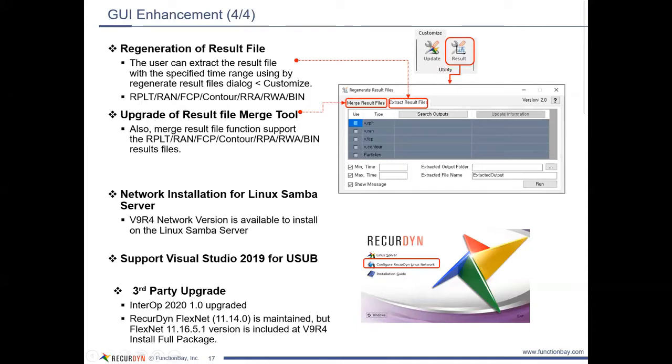In this case, we have Interop 2020 upgraded, and then the second one is the security licensing, FlexNet. Version 11.14 is still maintained, but you have the choice. You can pick it when you're doing the install of the license server. You pick which FlexNet version you want to work with, so you can use the later 11.16.5.1. And maybe your IT people have certain preferences.